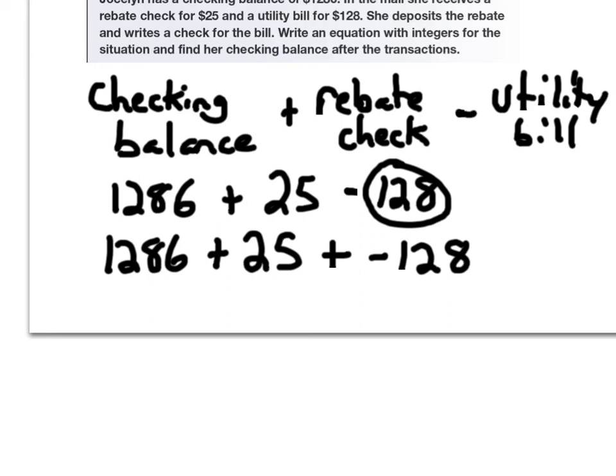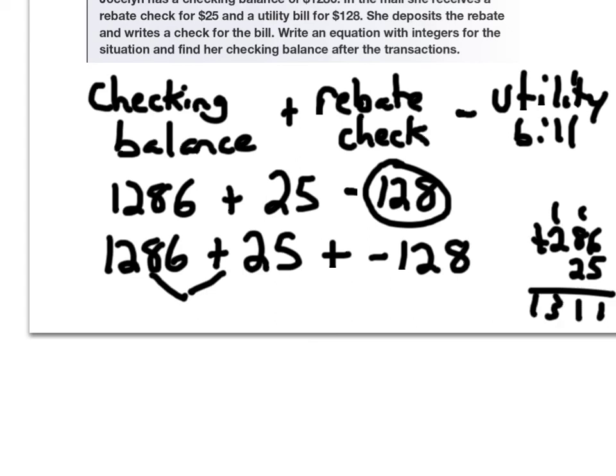Alright, well, first thing I'm going to do is combine these two numbers, 1286 plus 25. So if I do 1286 plus 25, that gives me 1. Carry the 1, 8 plus 2 is 10, plus 1 is 11. And that's going to be $1,311. And I still got plus negative 128.